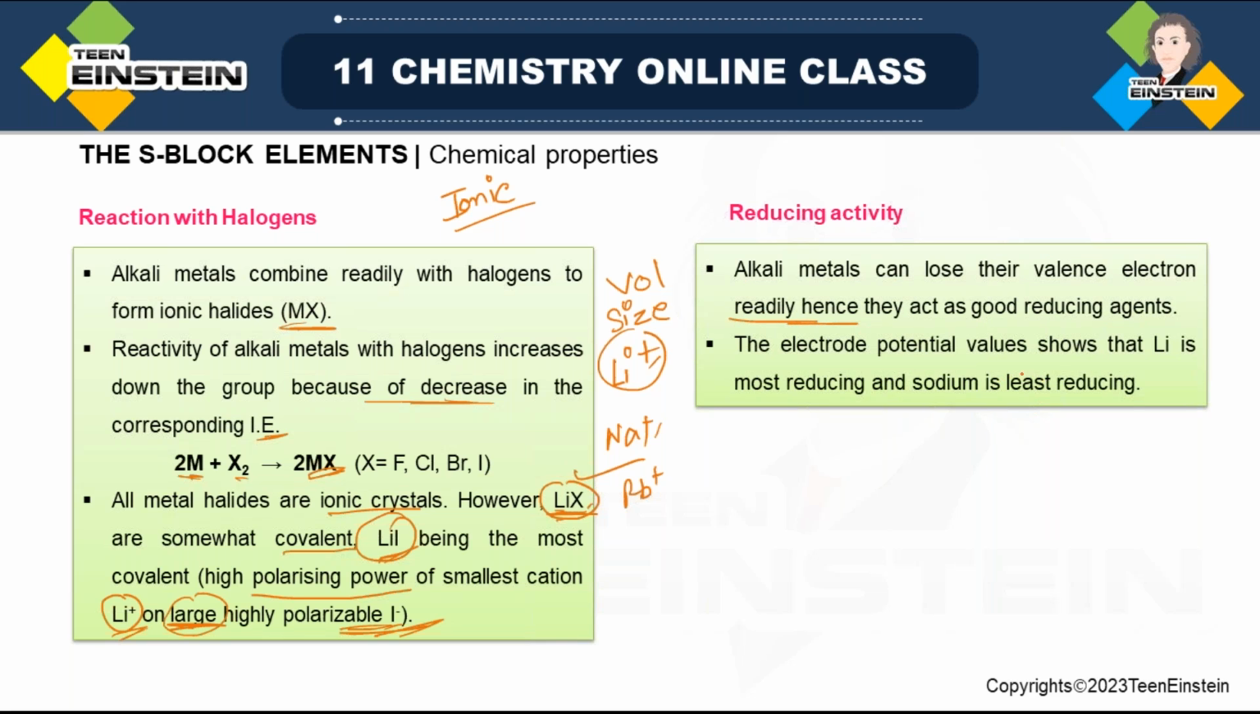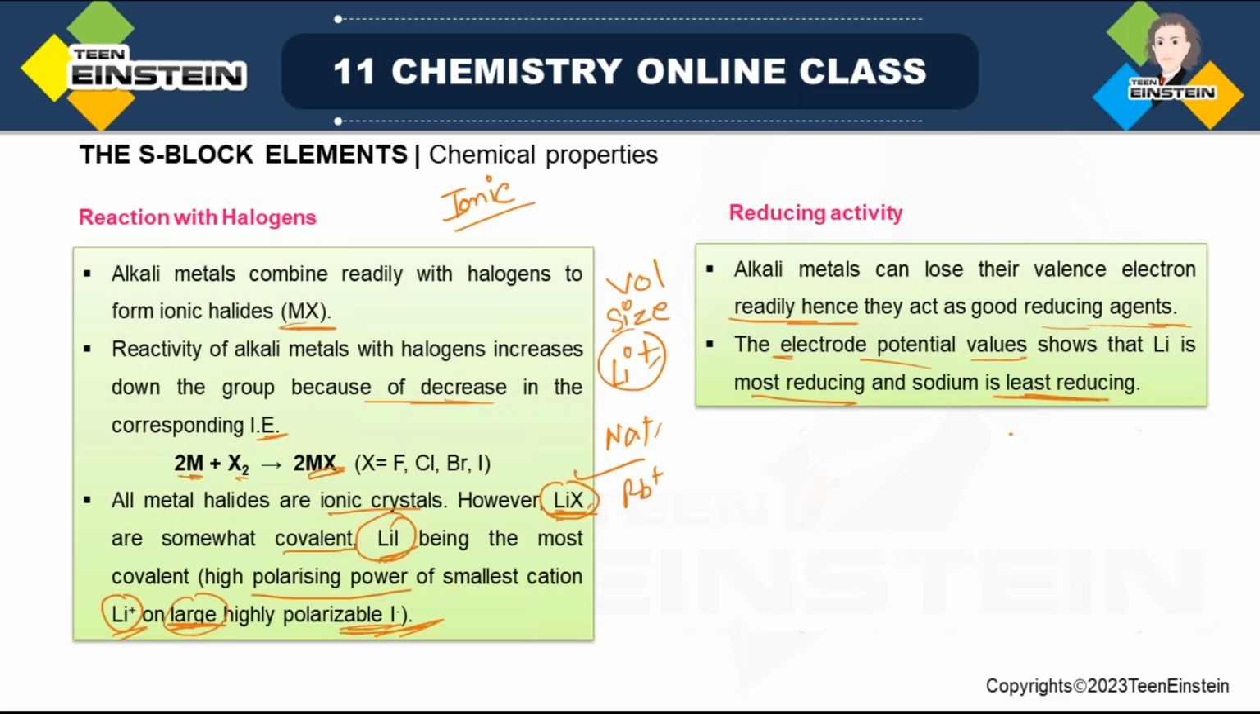What is the reason? That we know. And they can act as good reducing agent. Now, okay, it's fine that they are good reducing agents, but among all the alkali metals, how will we know which one is most reducing? To answer that question, electrode potential values. Basically, it is reduction potential. When nothing is mentioned, simply consider it as reduction potential. That is the general convention. So these reduction potential values of these metals help us to decide which one is most reducing, which one is least reducing. So here it is mentioned sodium is least reducing, lithium is most reducing.